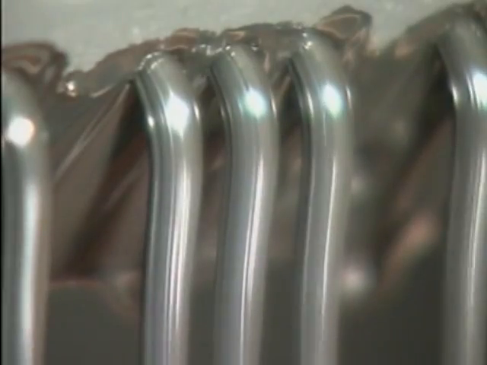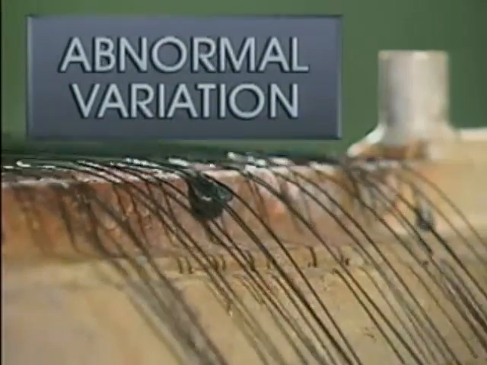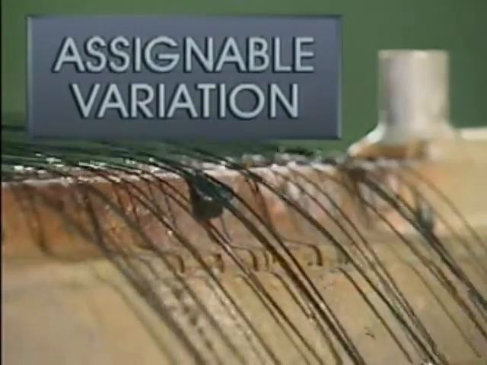Normal variation occurs randomly and naturally in a process. Abnormal variation is sometimes referred to as assignable variation, since it can be assigned to a specific cause or problem.